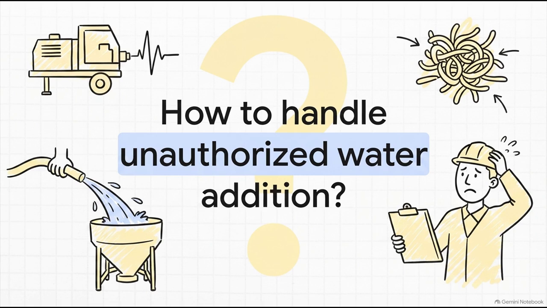Let's try a second scenario. A crew is really struggling to pump a fiber-reinforced mixture. The fibers have totally changed the rheology. The mix is getting super sticky and the line is noticeably pulsing. To supposedly fix it, a crew member grabs a hose and just starts dumping unauthorized water straight into the hopper. How are you handling this?